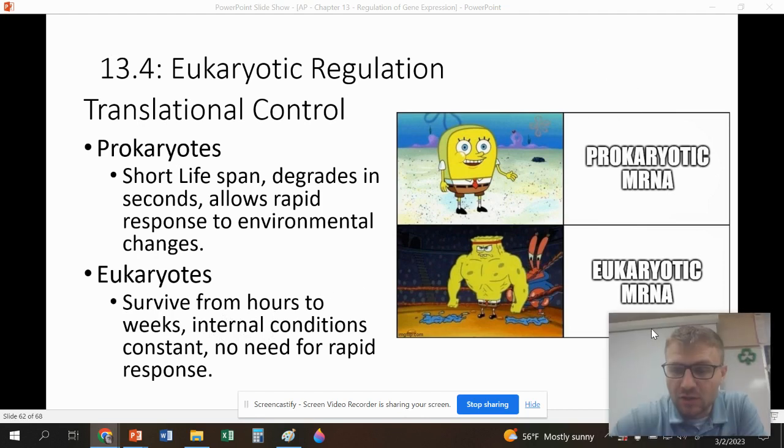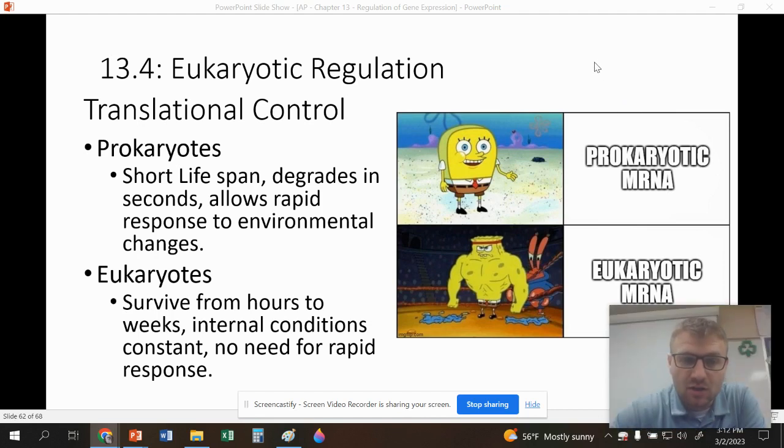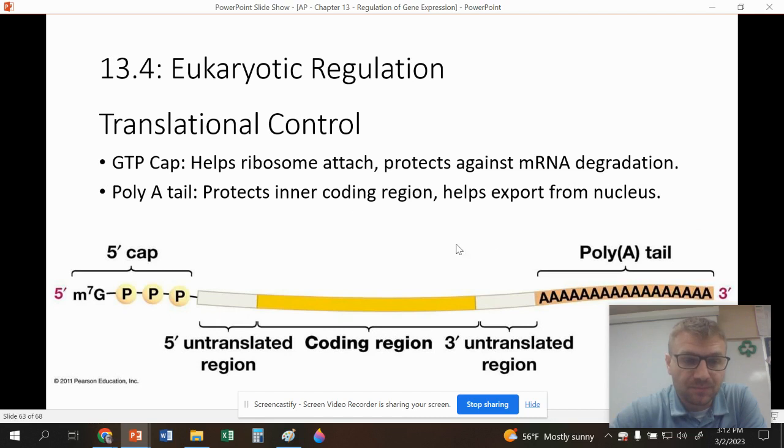To give you an example, we make 2 million red blood cells every second. So we're producing a lot of that mRNA to produce those red blood cells. You need that mRNA to stay around for a while, so we produce the hemoglobin very efficiently.